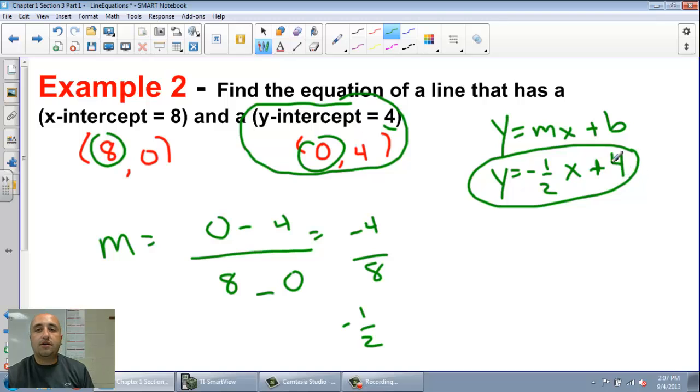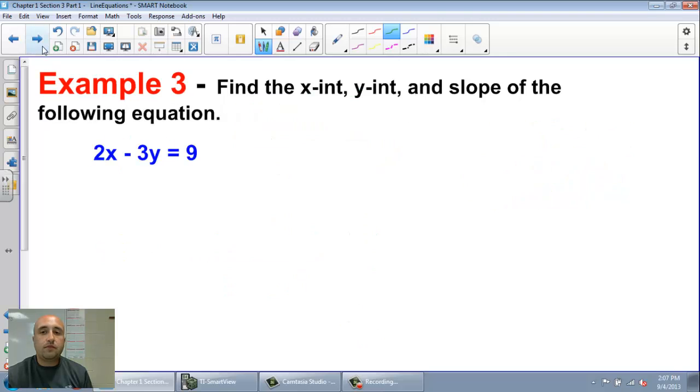So always pay attention to see if they give you m or b already. Okay, we could have done this problem exactly like we did the last example, but they already give you the y-intercept. So you just plug that 4 right in for b, because that's what it is. Okay, hopefully that makes some sense.